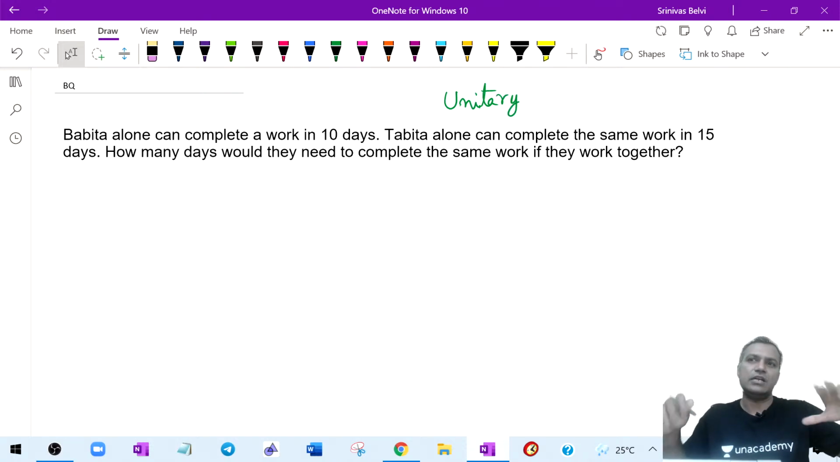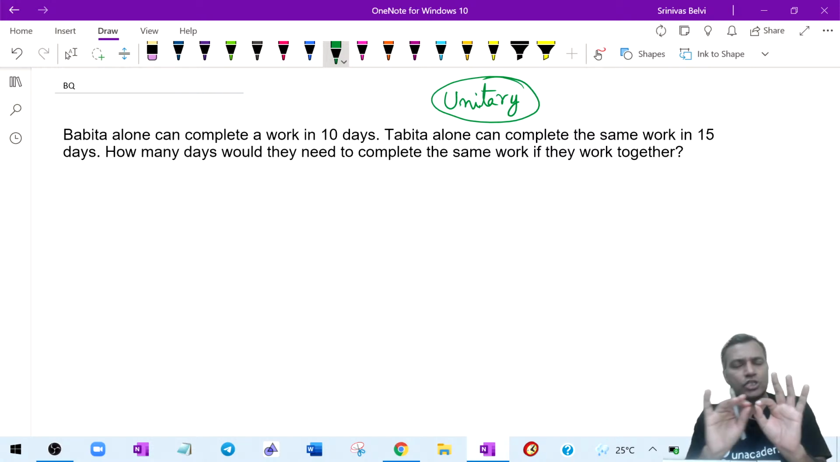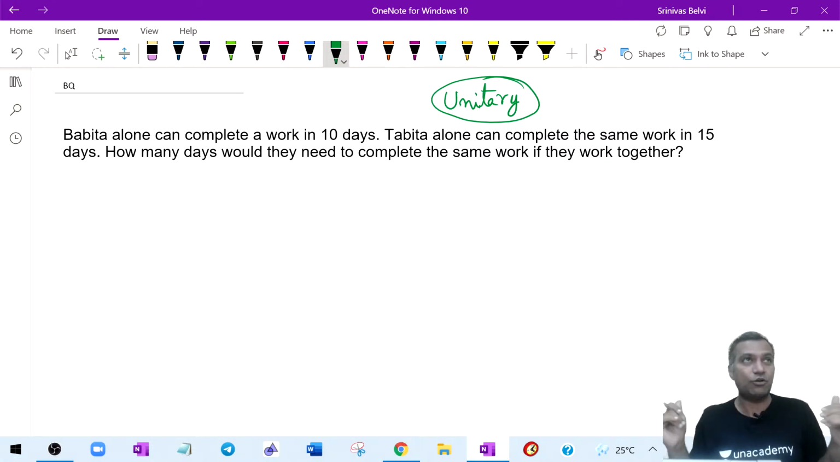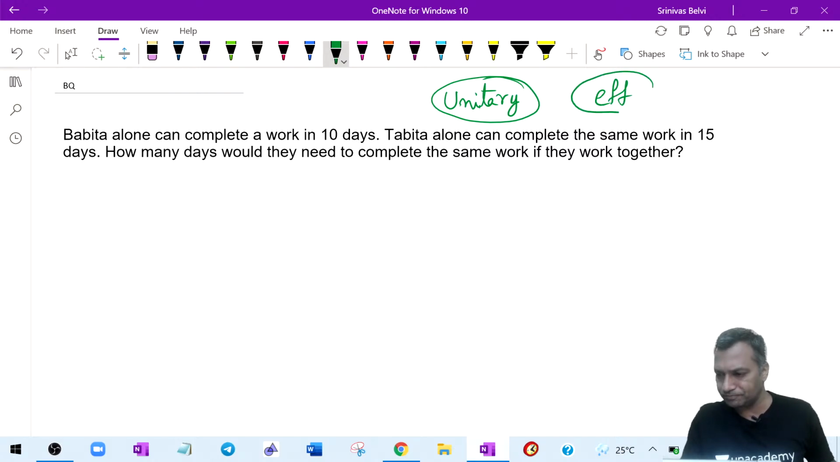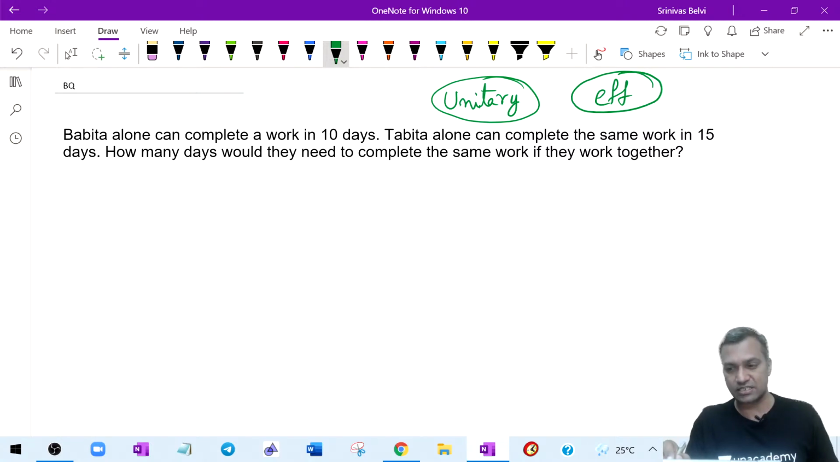From the CAT perspective, either we can stick to the unitary method. There is absolutely no problem with this. Or if I don't want to stick to the unitary method, then you can consider the efficiency method itself. What is this efficiency method? Let's examine that quickly with 2-3 problems. We'll get the hang of the unitary and efficiency methods. Then we will open up to CAT questions and see how CAT uses these concepts very judiciously.